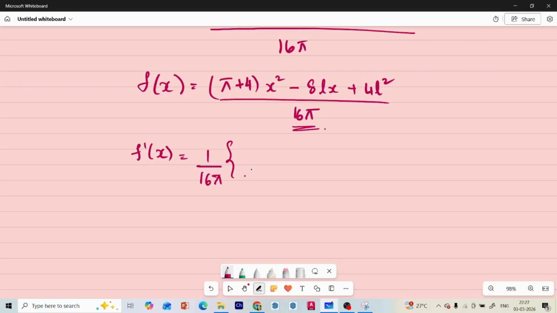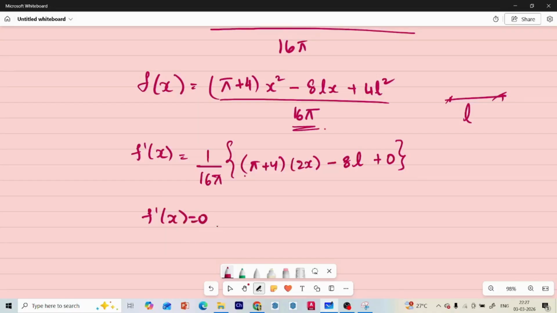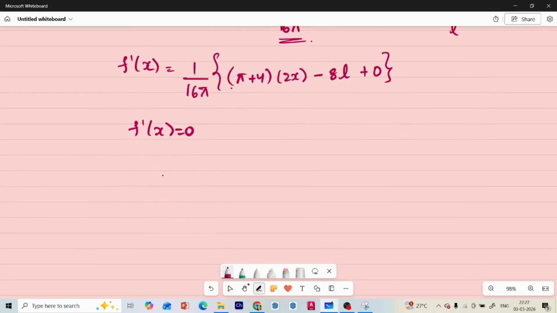First term: pi plus 4 is a constant, into x square differentiation 2x, minus 8lx differentiation just 8l, 4l square differentiation 0 because l is constant, the length of the wire is a fixed value. So a constant differentiates to 0. Now we want f dash x equal to 0. That means 1 by 16 pi goes to the other side and becomes 0. So we just have 2x into pi plus 4 minus 8l is equal to 0.